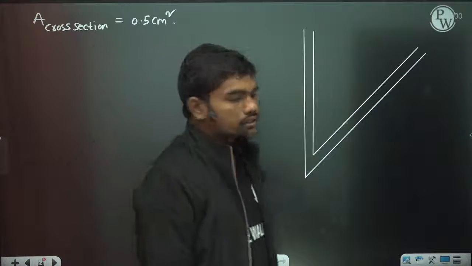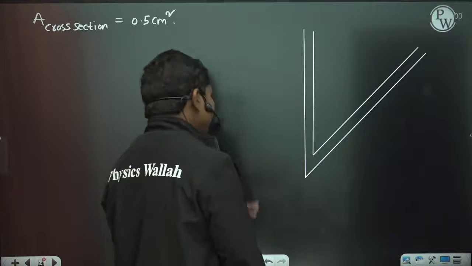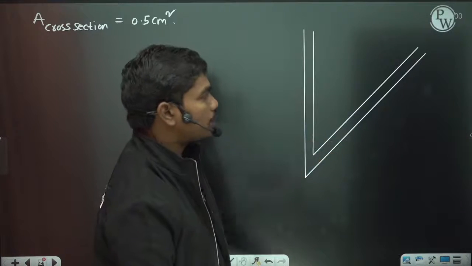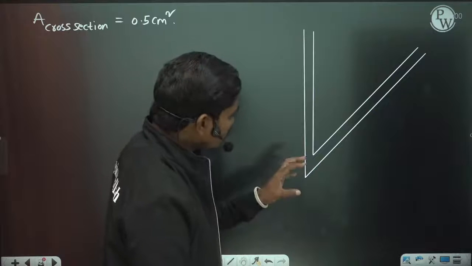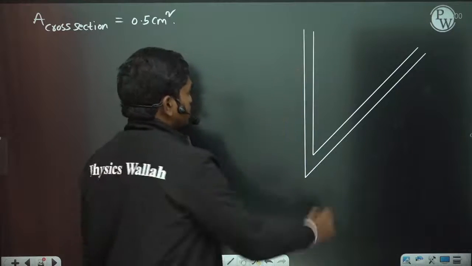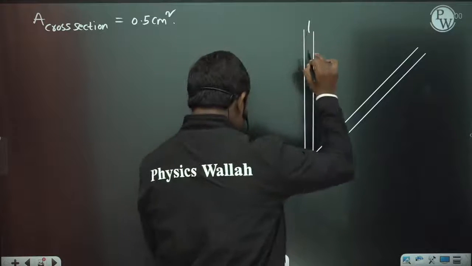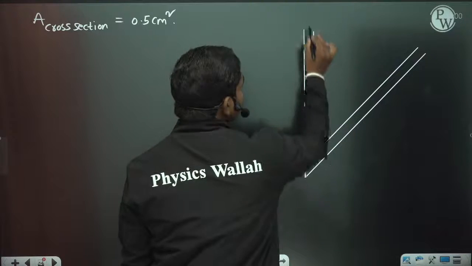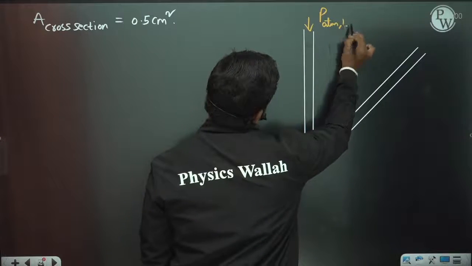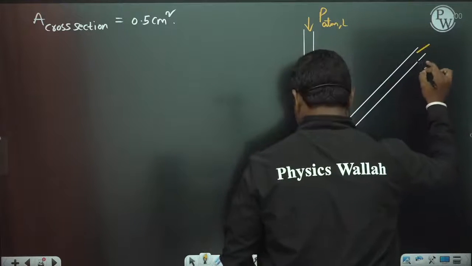Now let us see what happened. Initially a manometric liquid of some specific gravity is poured into it. Initially both these limbs are open to atmosphere. This is atmospheric pressure, this is P ATM local, and this is also P ATM local.